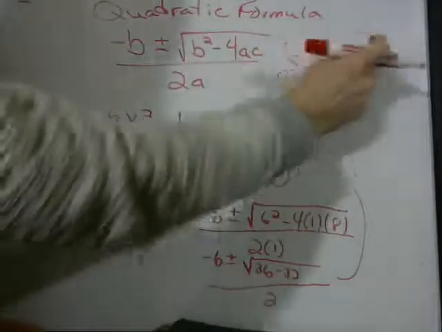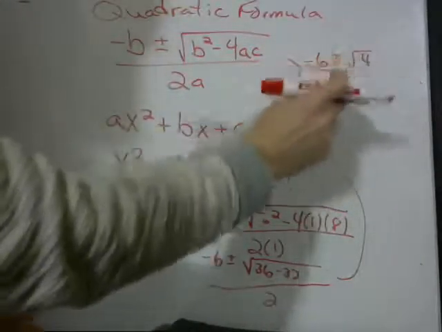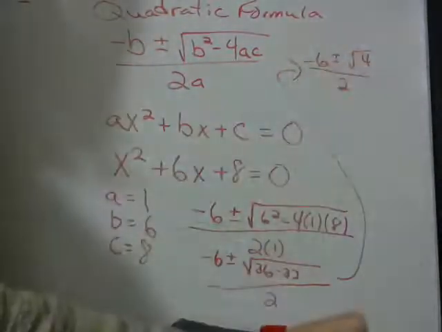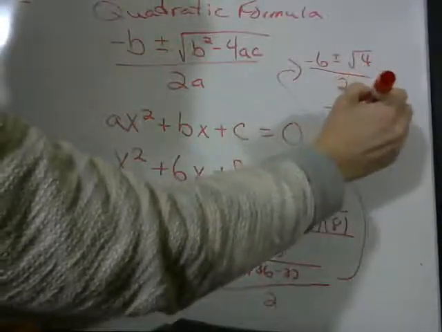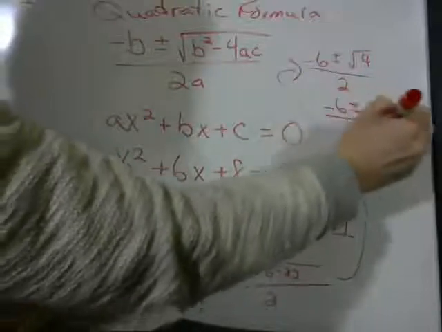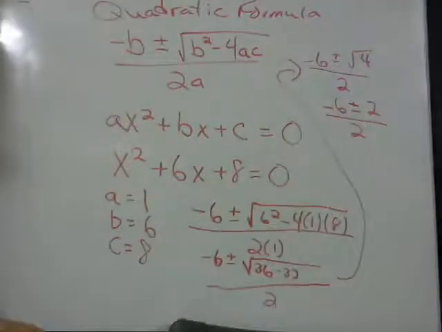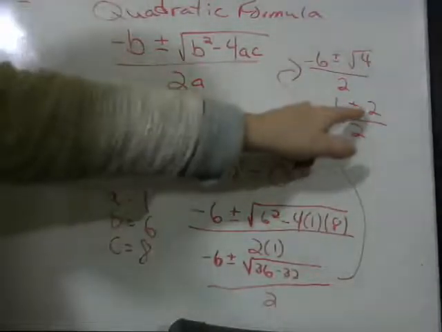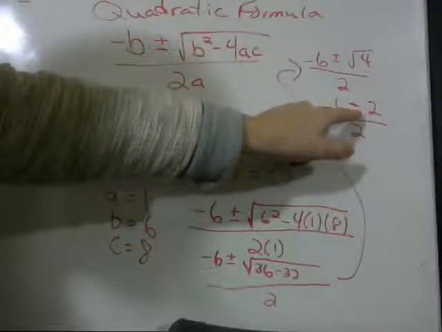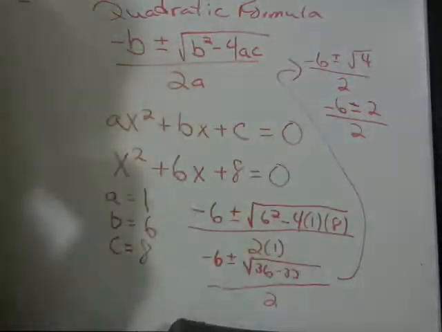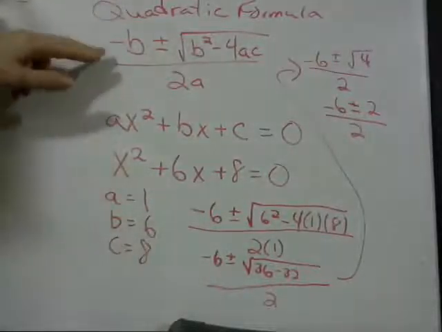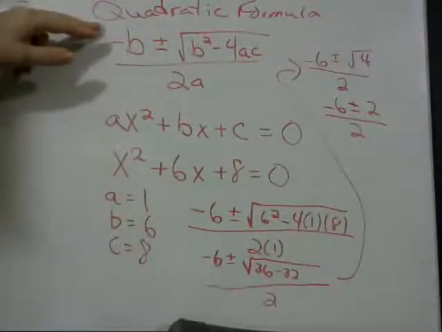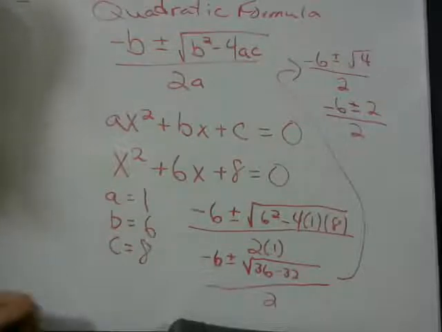Remember, do the top before you do any sort of division. What's the square root of 4? 2. Negative 6 plus or minus 2, all divided by 2. So now we get here, and so we have a plus or minus, is how you read that. So we're going to have two answers. So when you see something like this, when you're using the quadratic formula, you're going to get two answers.